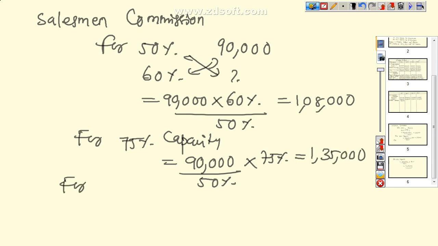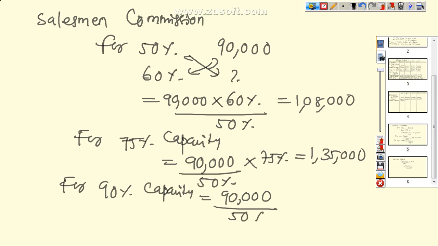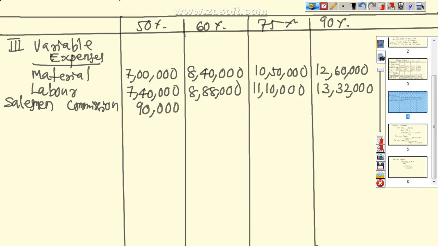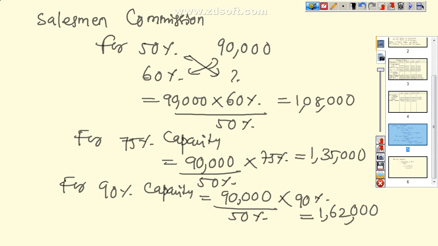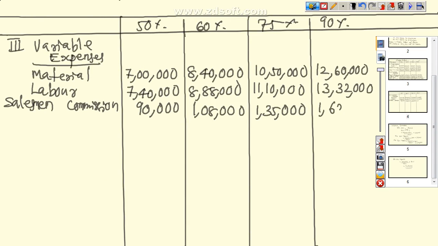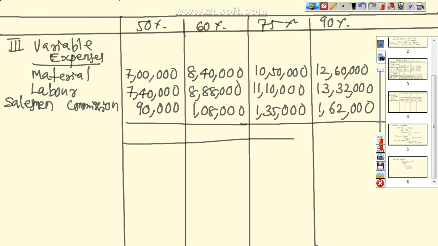and for 90% capacity, that is equal to 90,000 upon 50% multiplied by 90%, that is equal to 1,62,000. So we write the answers there: 1,08,000. Then next one, 1,35,000. So we write it here: 1,35,000. And the last answer is 1,62,000. So we write it here: 1,62,000. Now we calculate the total of variable expenses, that is our C part.